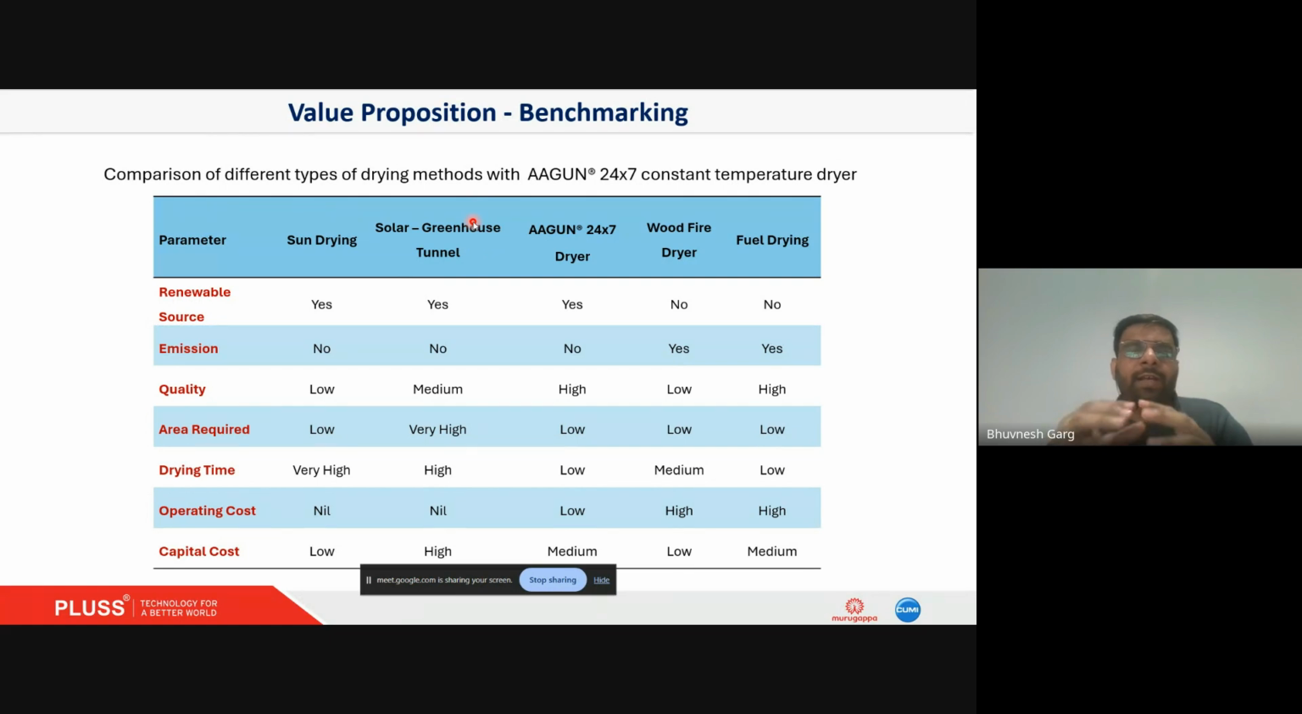You might have seen there is a polycarbonate sheet which is transparent in nature, and there are dryers made of these polycarbonate sheets. So it is called a greenhouse tunnel. It is not 24 by 7, but it is only running during the sunshine hours, during the daytime when sun radiations are available. And then there is argon 24 by 7, then wood fire dryer.